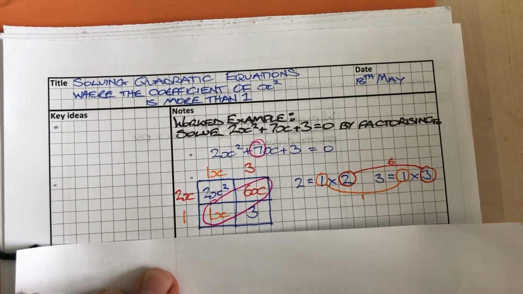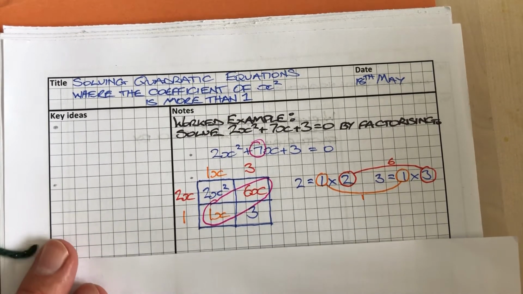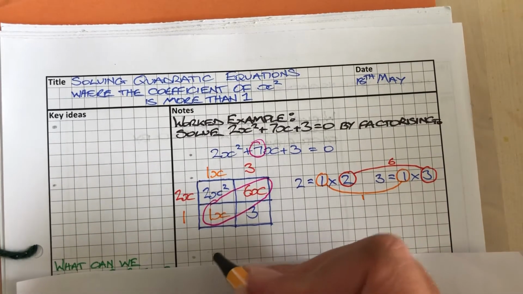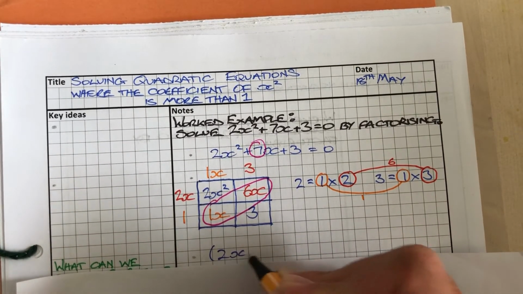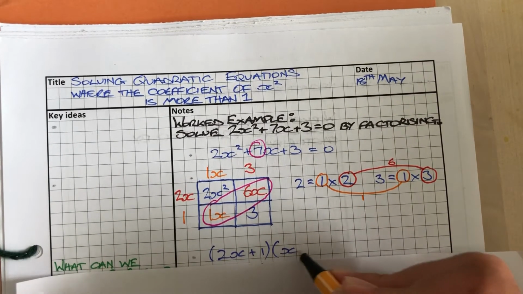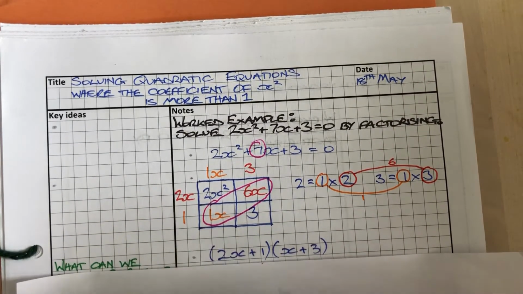It's a bit of trial and error. Try things out, see if they work. So, what have I got? Well, copying here, I've got 2x add 1. And copying here, I've got 1x add 3. I've dropped the 1 now.